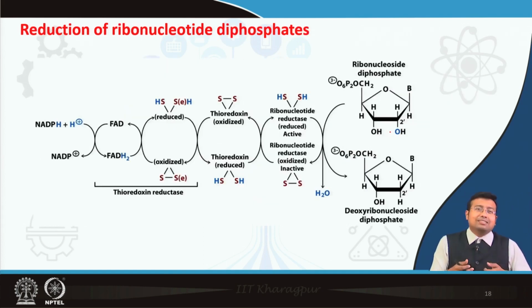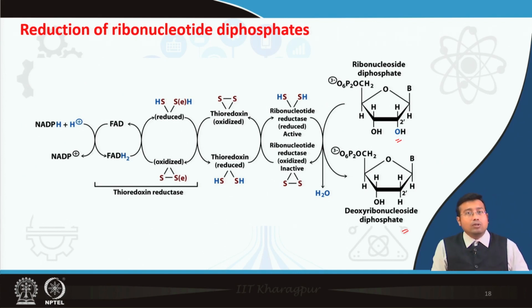But this is not as easy as it seems. Just a reduction, yes, it is just a reduction, but there are many things that are going on behind the hood. So what is that? You see, ribonucleotide diphosphate reductase simply removes this oxygen from the 2' position and converts this ribonucleotide diphosphate to deoxyribonucleotide diphosphate. A water molecule is removed. It is done by the enzyme, as I told you, ribonucleotide reductase.